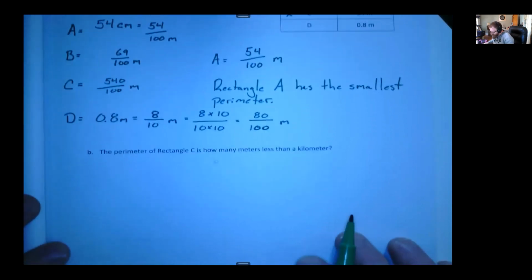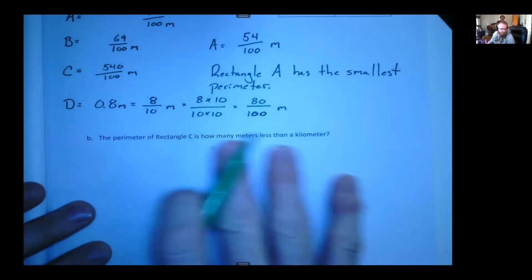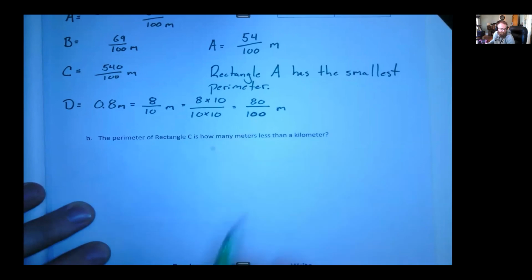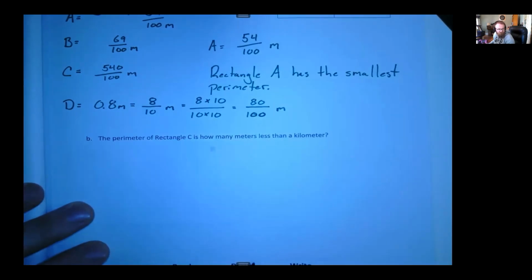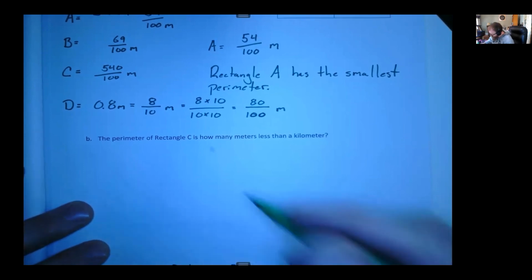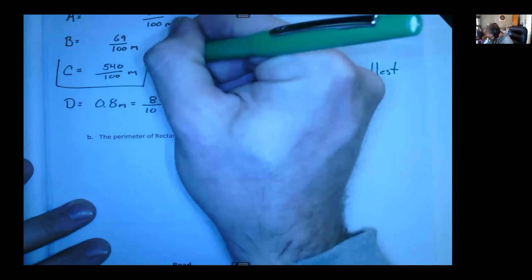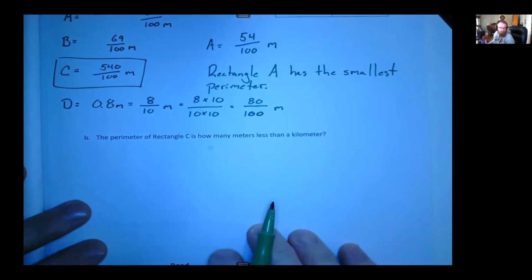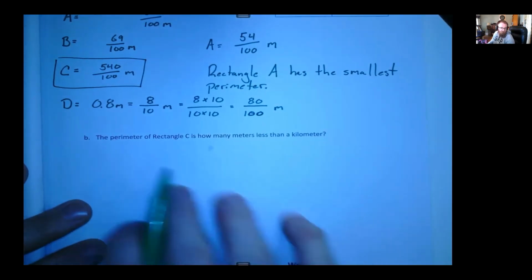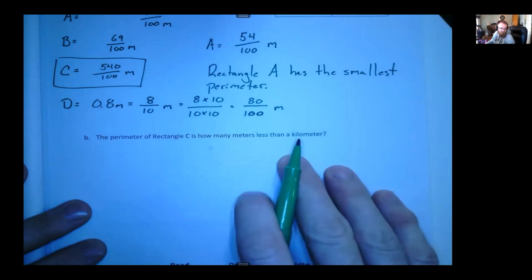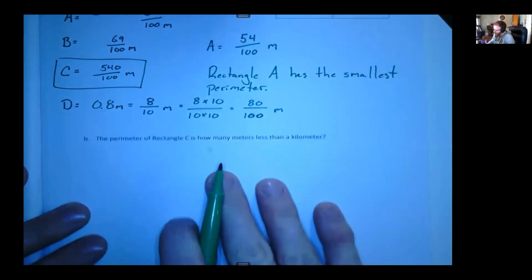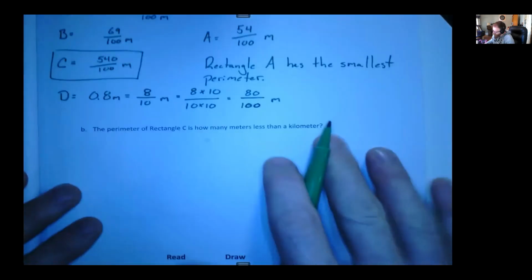The perimeter of rectangle C is how many meters less than a kilometer? Rectangle C, how many meters less than a kilometer? Let's take rectangle C back to its original measurement, 54 meters, okay?